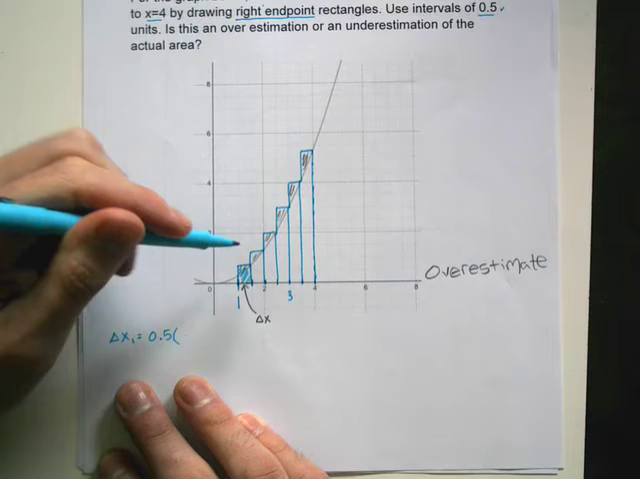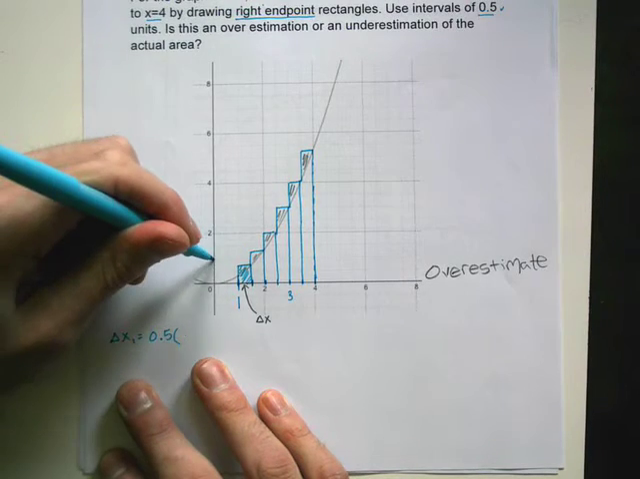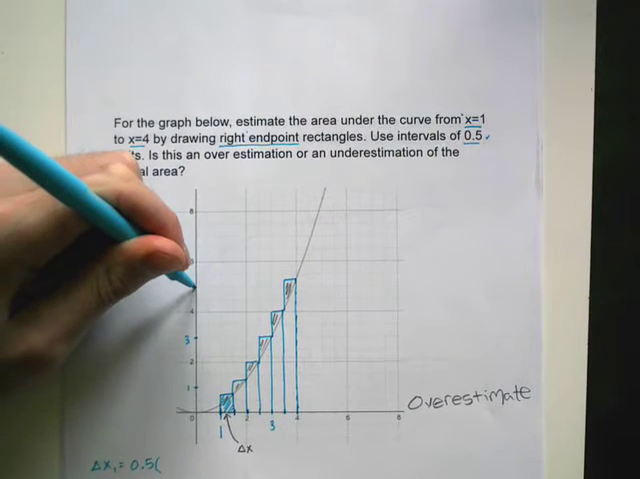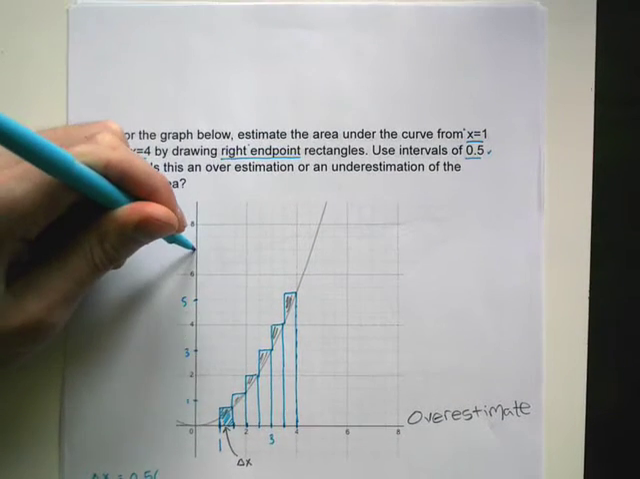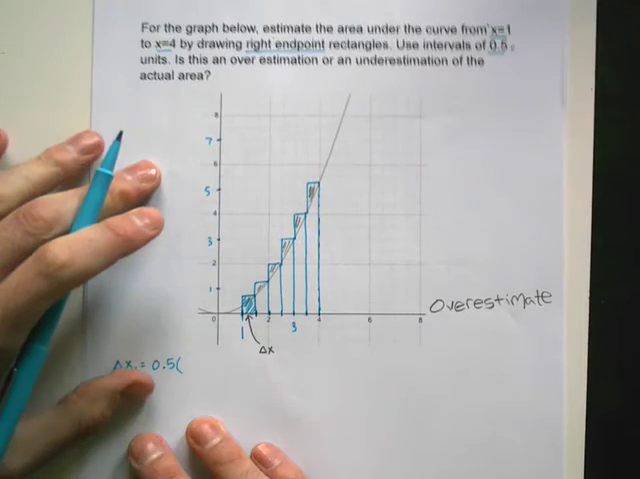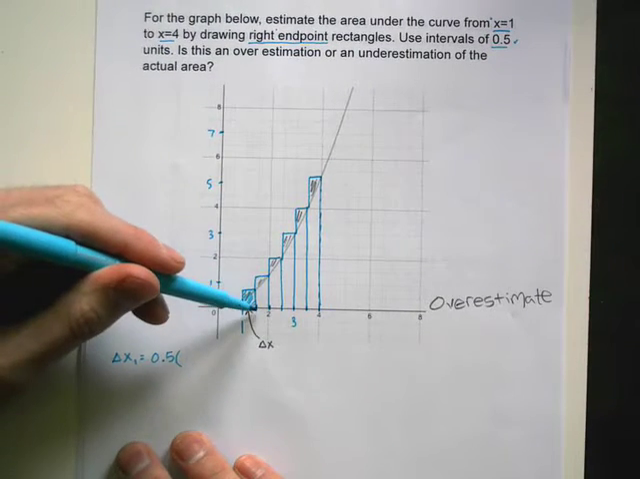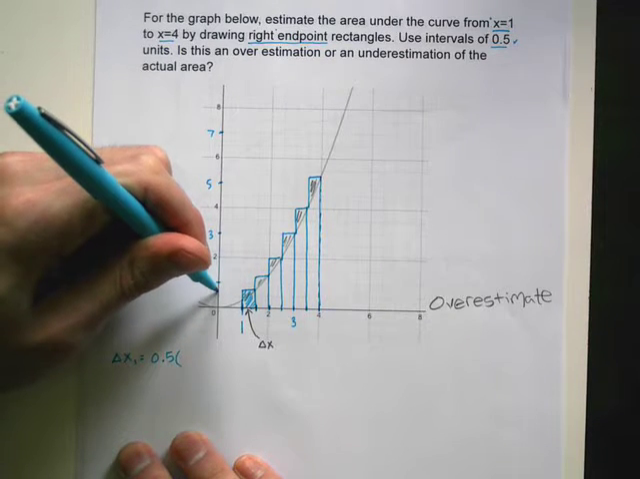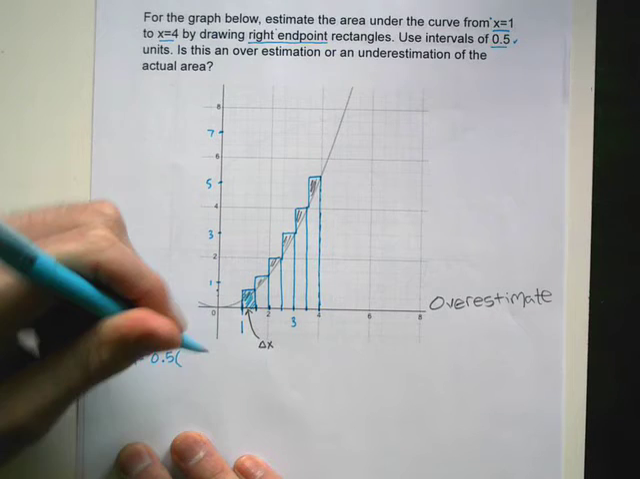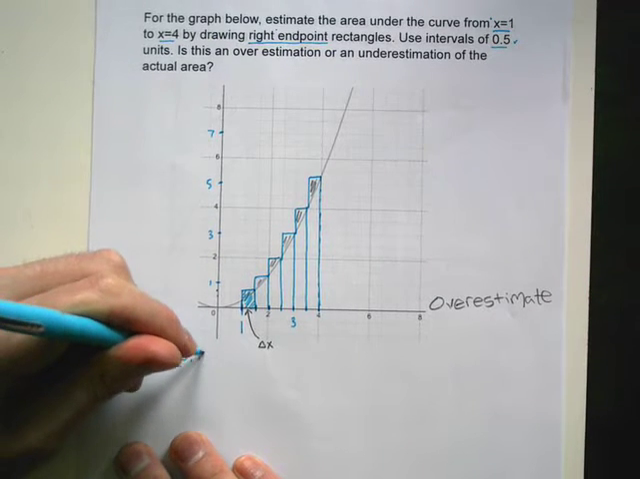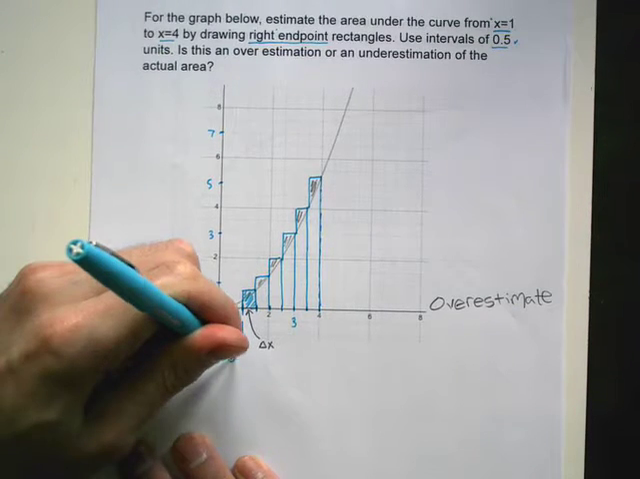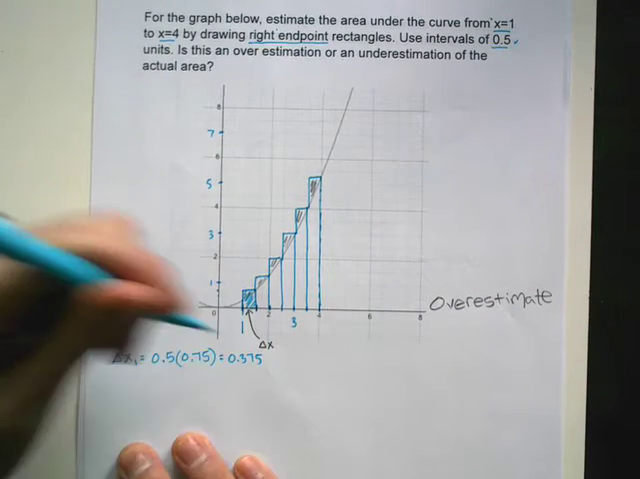And our height, let me just mark this. This is going to be 1, this is going to be 3, this is going to be 5, and this is going to be 7, just so I know where I'm at here. So the height of this first rectangle, where it meets the graph at the right endpoint, if I come over, it looks like it'd be 0.75. So I'm going to write 0.75, and when you do that in your calculator, you get 0.375.